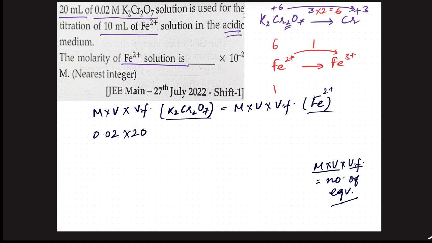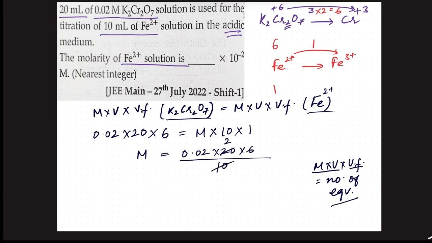Since the volume is in milliliters, molarity into volume will give millimoles, multiplied by the valency factor, which is 6, and this is equal to the molarity of Fe2+ ion solution you have to find, multiplied by the volume of Fe2+ ion solution, that is 10, multiplied by the valency factor of Fe2+ ion, that is 1. So the molarity of Fe2+ ion will be 0.02 into 20 into 6 divided by 10.